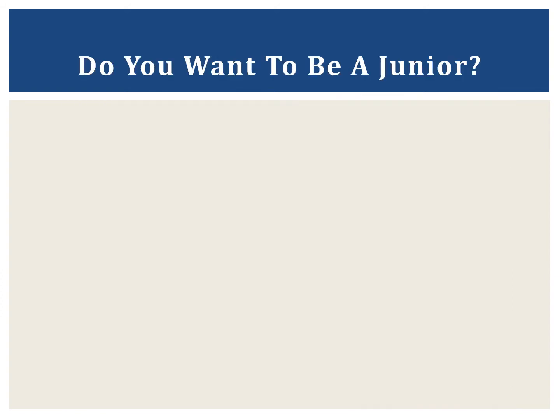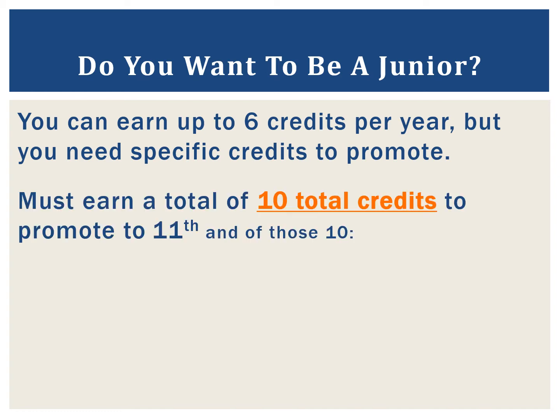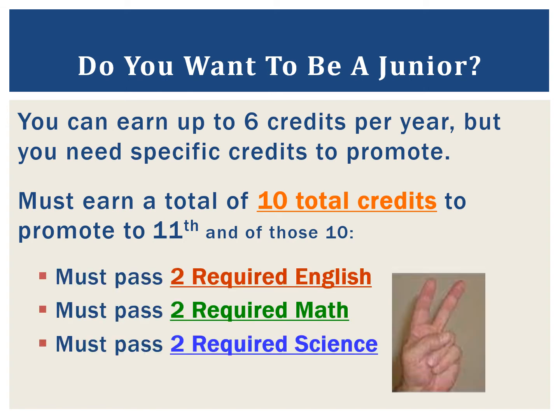So in addition to meeting those criteria to graduate, each year you have to finish a certain amount of credits to promote to the next grade level. So if you want to be a junior, at Pope High School, since we're on a traditional schedule, you can earn up to 6 credits per year. But you do need to earn specific credits to promote. So overall total, by the end of this summer of 2021, you'd have to have a total of 10 credits earned. And of those 10 credits, you have to pass 2 full units of English, 2 full units of math, and 2 full units of science. So those are specific to the 10 that you have to complete to be able to promote to a junior level.